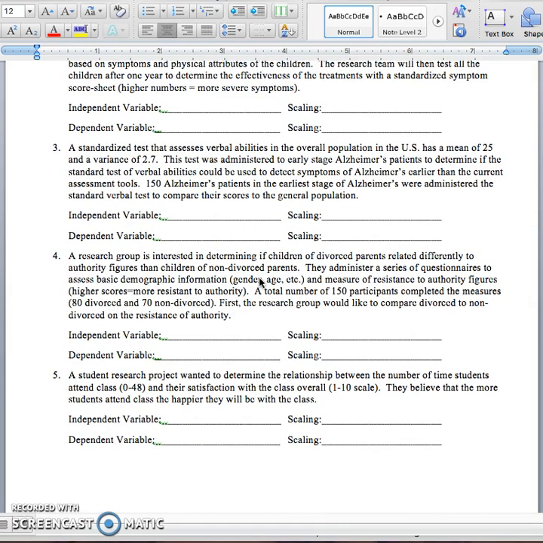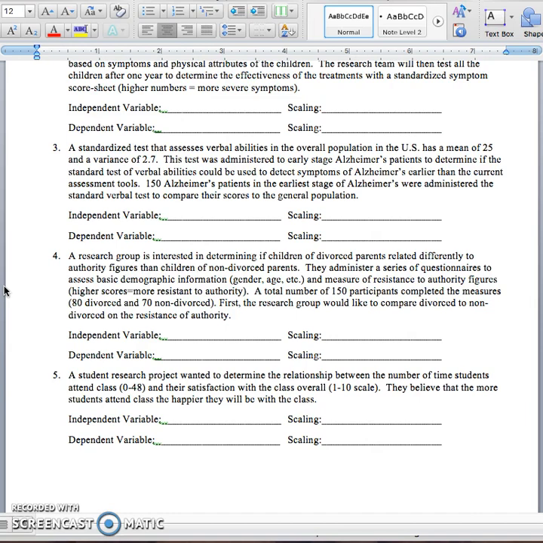A research group is interested in determining if children of divorced parents relate differently to authority figures than children of non-divorced parents. They administer a series of questionnaires to assess basic demographics information, gender, age, and measure of resistance to authority figures. Higher scores, more resistant to authority. Total number of 150 completed the measures.